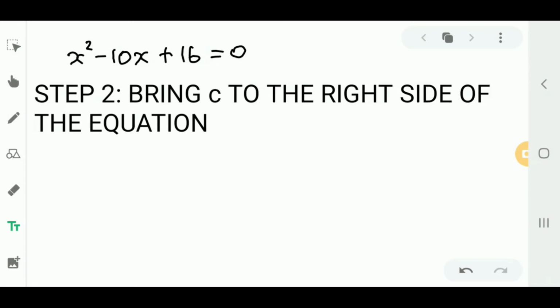So step 2 says, bring c to the right side of the equation. So c is 16, so when you carry it to the right-hand side, it becomes negative 16. So you have x squared minus 10x is equal to minus 16.